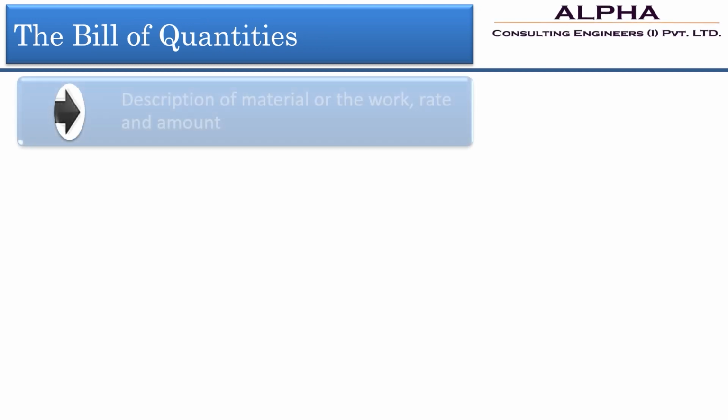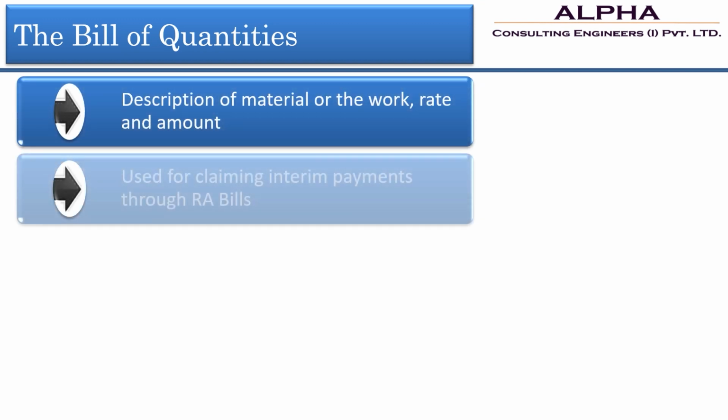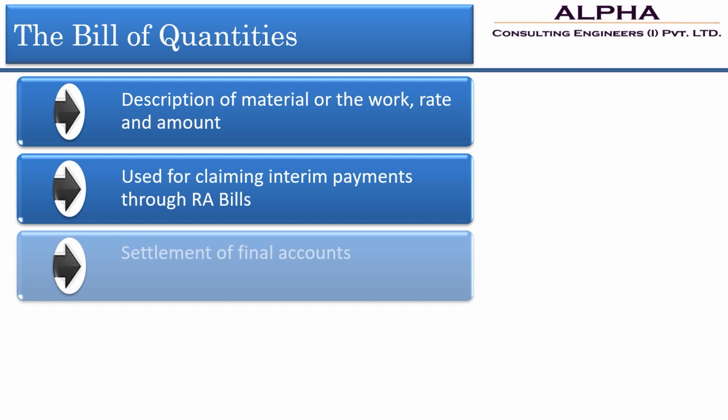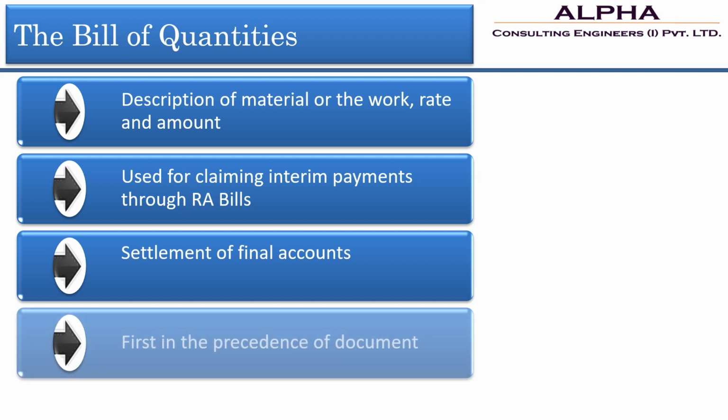The next important component is the bill of quantities, which is commonly known as BOQ. This generally consists of the total quantity of the material which is going to be used in that particular package. It also covers the rate as well as the amount which is required to do that particular job. So this BOQ is used for claiming running account bills. It is also used for the settlement of the final bills. It will also have precedence over other documents if there is any sort of conflict between the general conditions of contract, special conditions of contract, or any other document which forms part of the contract document.